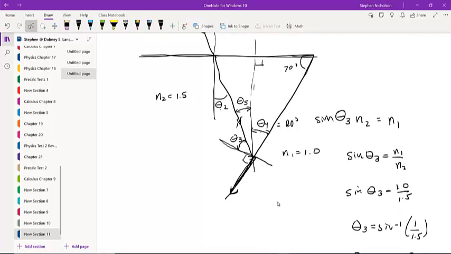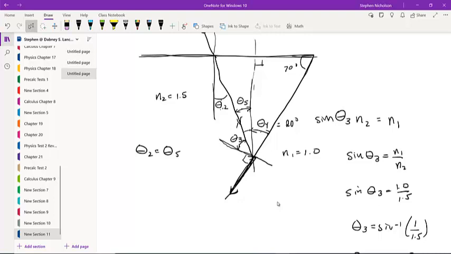Now we have theta 4, we have theta 3. What we're trying to find is this angle here, because if we draw two vertical parallel lines, theta 5 and theta 2 are going to equal each other. Interior angles, transversal, that kind of stuff. So if we can find theta 5, then we know theta 2, and once we know theta 2, we can find theta 1. So that's the process.